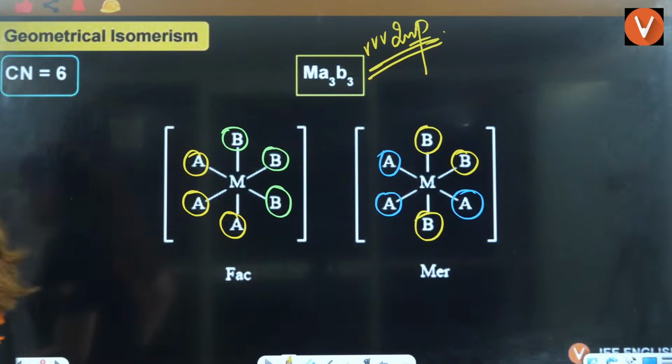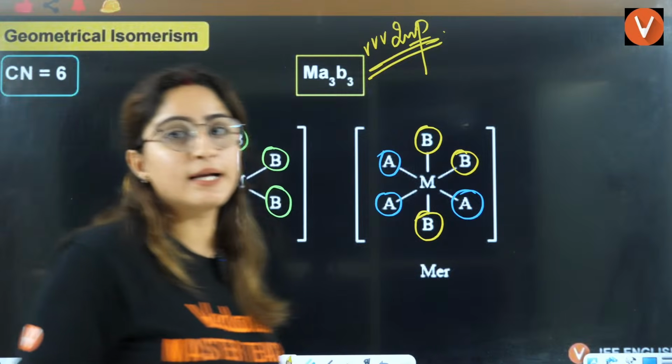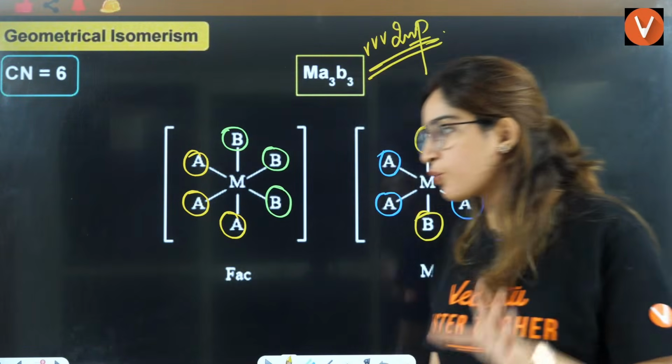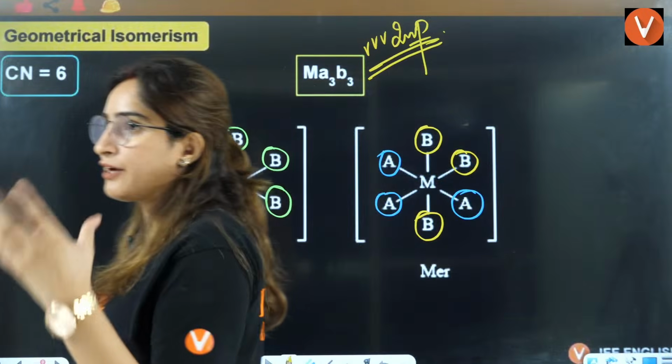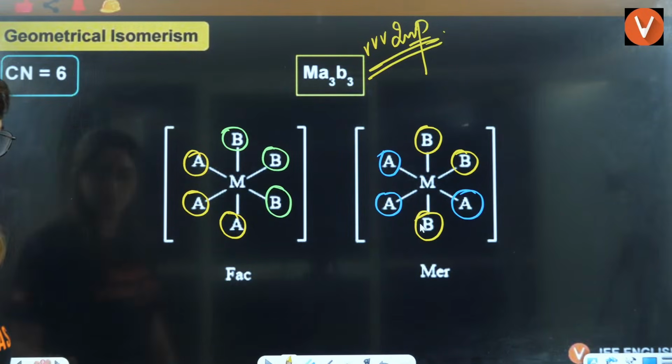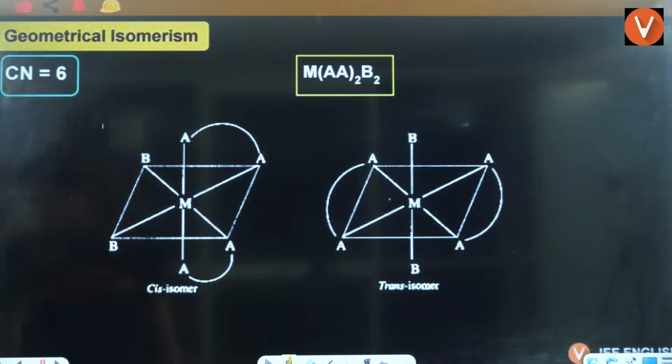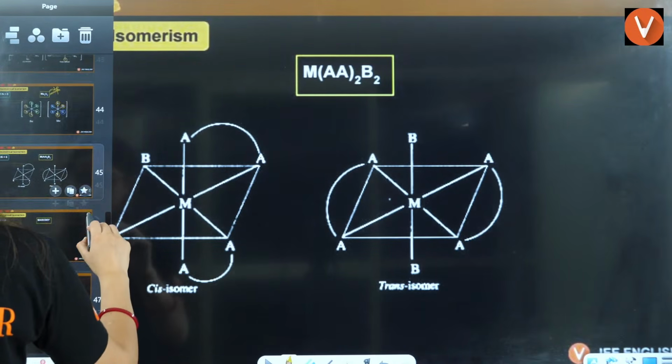Tell me, guys, if that is clear to everyone here or not. What is facial? What is meridional? I have told you this in 2D and 3D as well. Right? Till now we have seen MA6, A5, A4B2. Have we seen A4B2? We have seen A3B3. Before this, I have some other also for you.